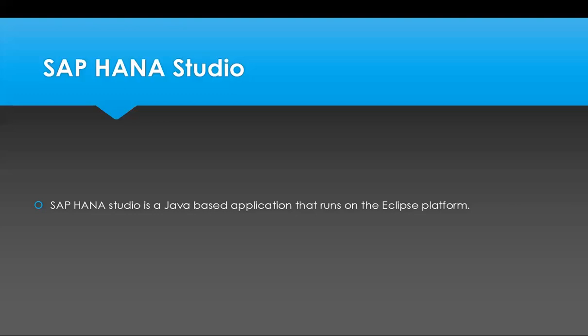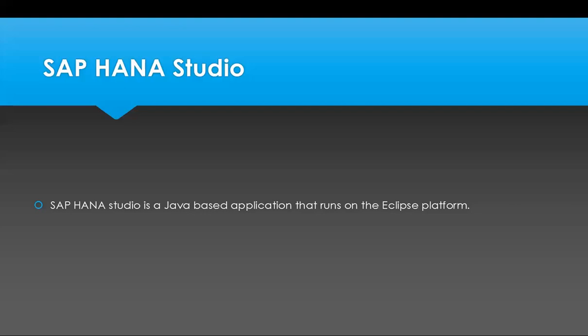So SAP HANA Studio is delivered in the SAP HANA appliance, and it enables the technical users to manage the HANA database. It enables them to create and manage user authorizations, to create new or modify existing models of data. Or in other words, we can say that SAP HANA Studio provides an environment for administration, modeling, development, and data provisioning.